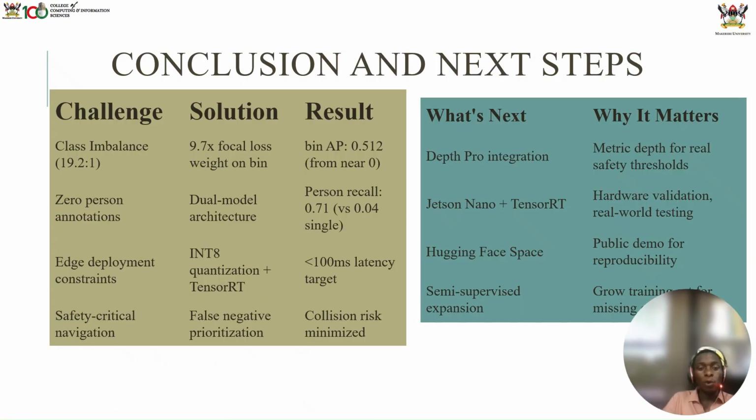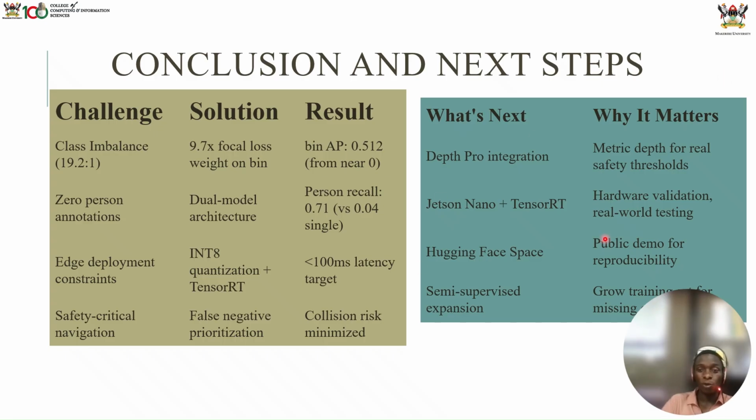So, a conclusion and the next steps: the challenges and the solutions. We had the class imbalance problem, which was solved by a 9.7 times focal loss weight. That's where the bin average precision went from near zero to 0.512 using the focal loss weights. Then the zero person detection was solved by the dual model architecture, where the person recall comes up to 0.71 versus 0.04 in a single architecture model. Then edge deployment constraints are addressed by int8 quantization, targeting sub-100 millisecond latency, and safety is prioritized by calibrating for minimum false negatives.